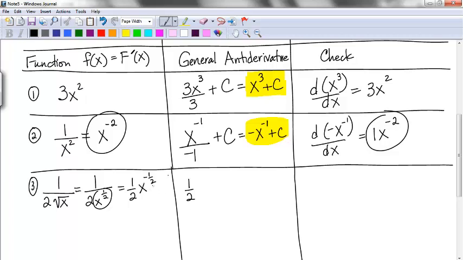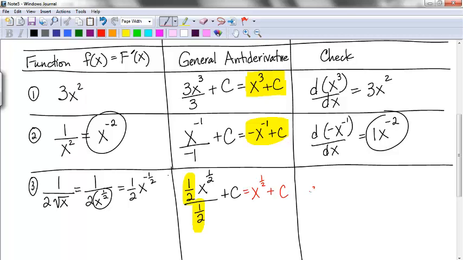Add 1 to that exponent would be x to the 1/2. Divide by the new exponent, divide by 1/2, and then plus c. The 1/2s divide out. 1/2 divided by 1/2, these are going to reduce. So you're just down to x to the 1/2 power plus c.